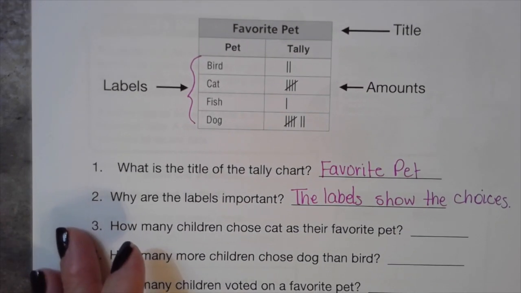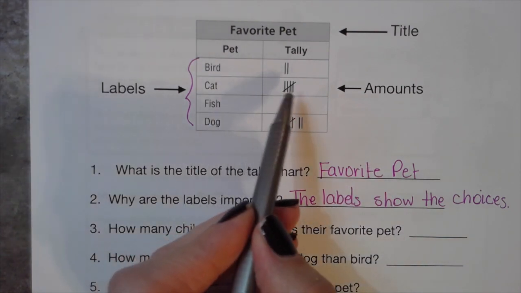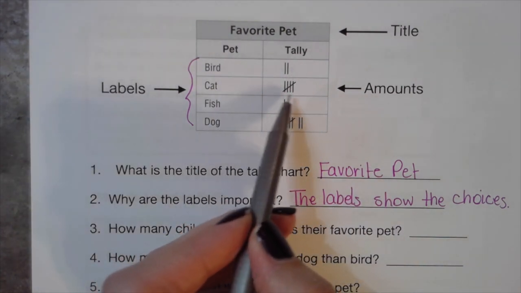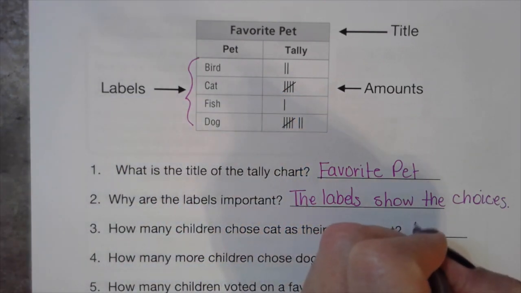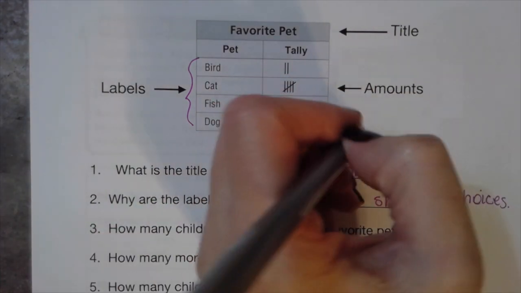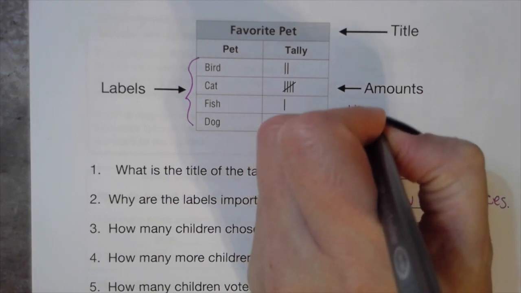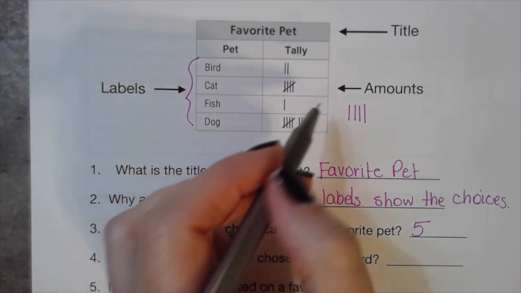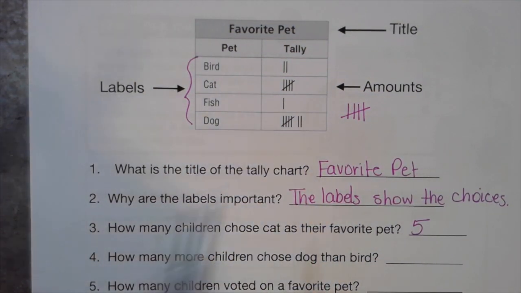How many children chose cat as their favorite pet? Well, I go up here, and how many is that? Right, that's 5. Okay, I don't write my answer as tally marks. I write the actual number. And you will remember from previous grades, when we are adding tally marks, when we get to that 5th tally mark, we go across. That way we know we're looking at 5, and we don't have to count it.